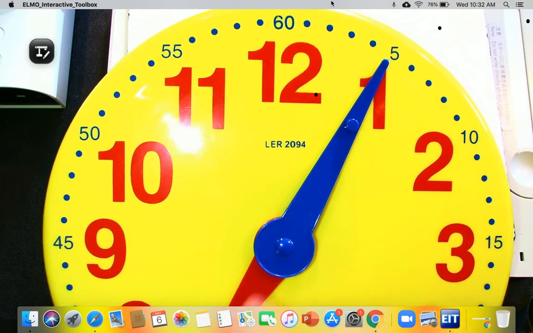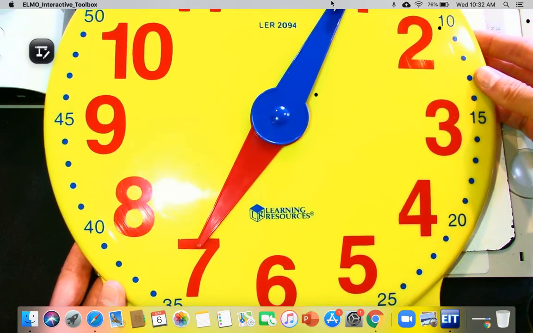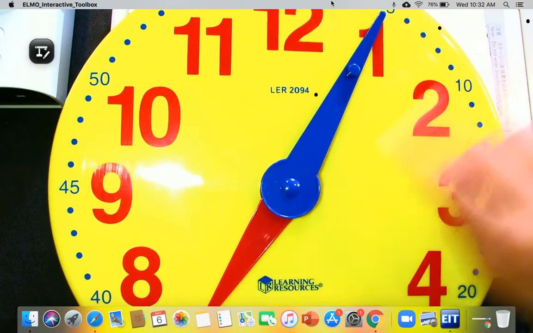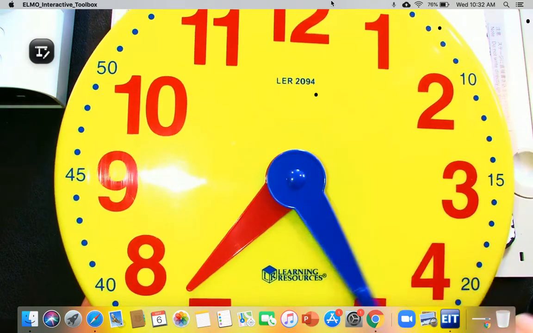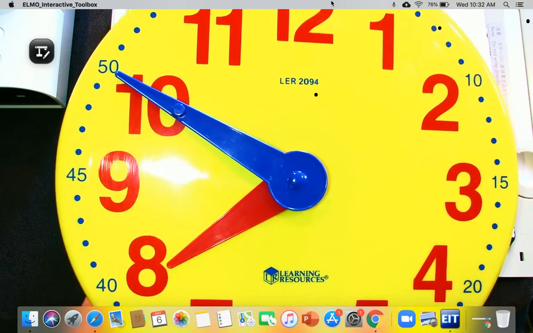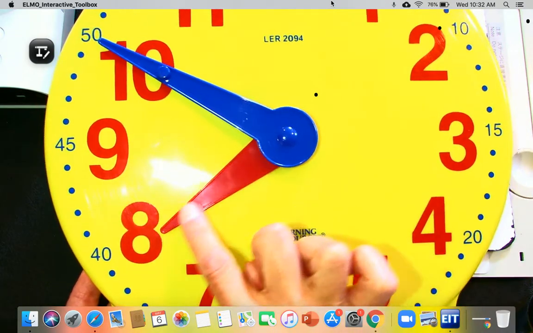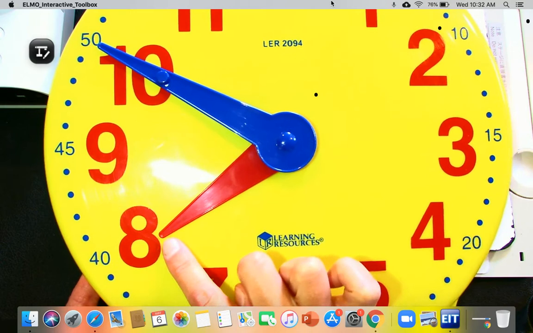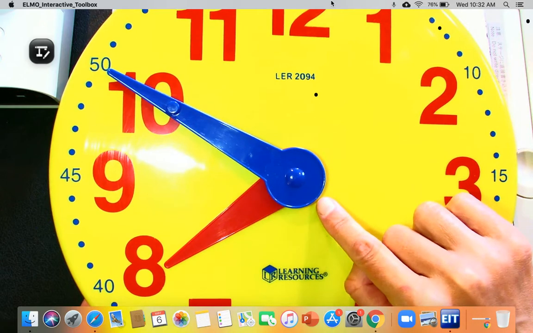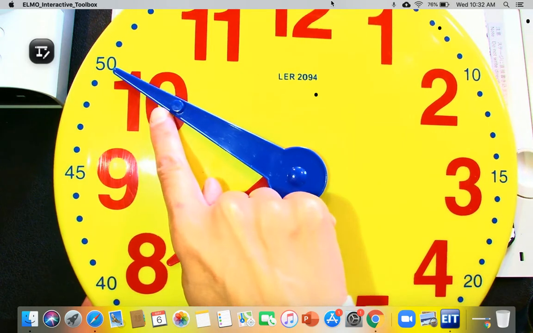So again, last time we were talking about reading clocks and telling the time after the hour. And today we're going to do a little bit of practice with telling time when the minute hand is closer to the next hour. So like if the minute hand were here, now you can see that this is closer to 8 o'clock. It actually looks like it's 8 o'clock, but it's not quite 8 o'clock yet. So if we look at the minute hand, we see the minute hand is on the 10, and that means it is 50 minutes past 7 o'clock.